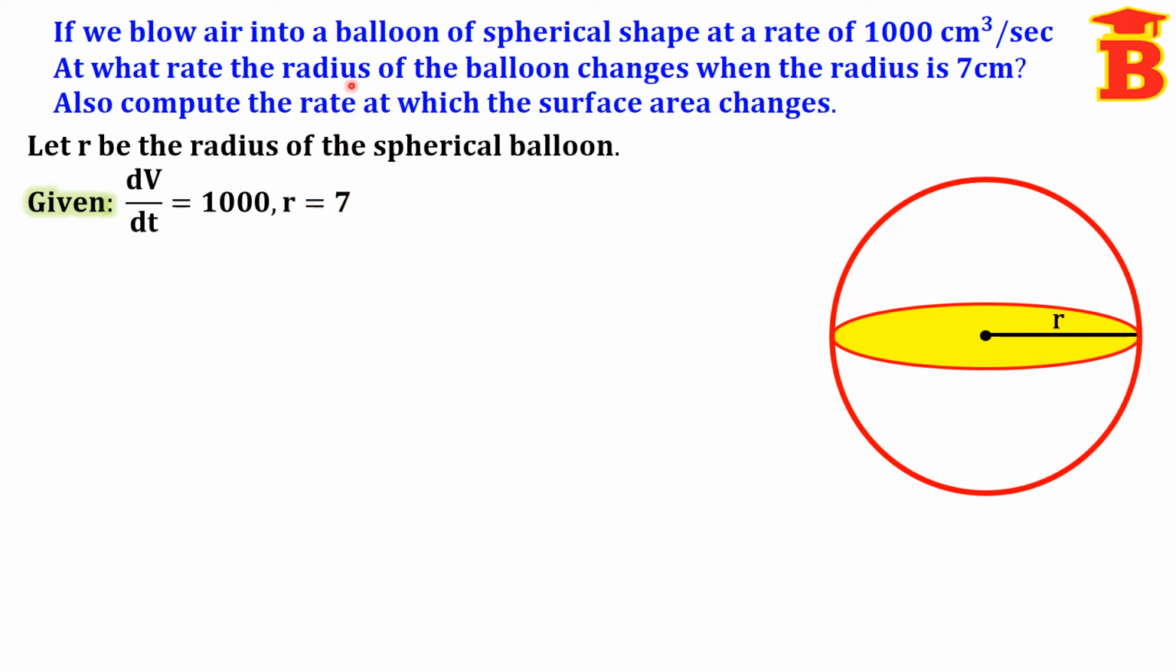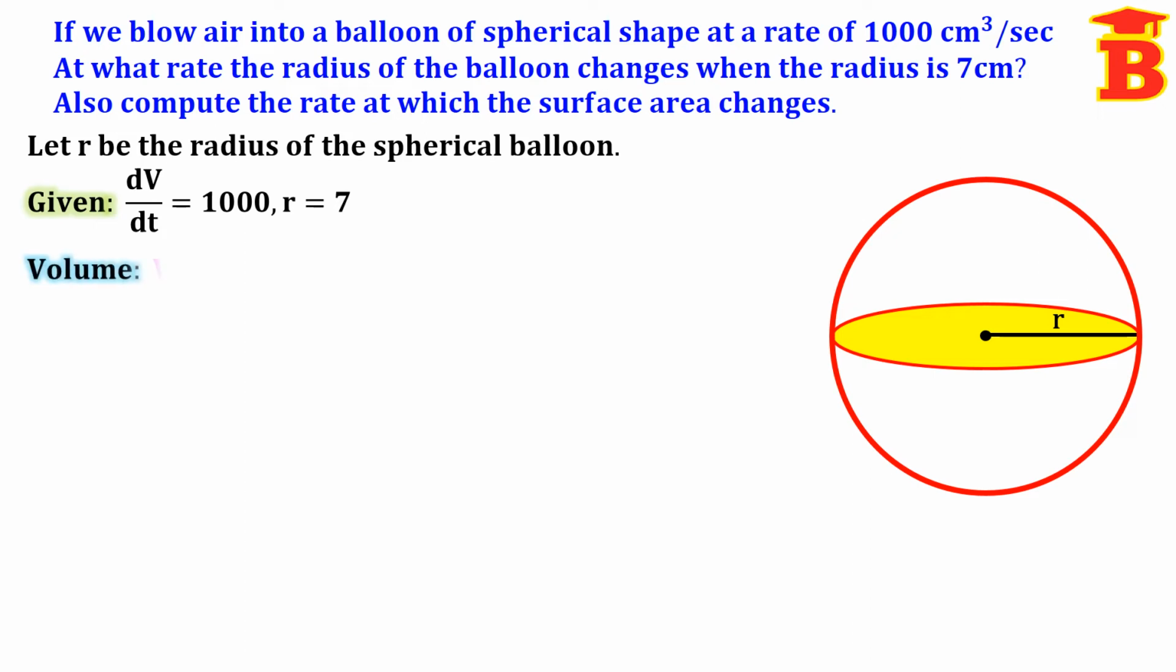Here there are two questions. First we have to find the rate of change of radius. Next we have to find the rate of change of surface area. So first let us find the rate of change of radius. Here in the given we have dV by dt, that is volume. So we have to write the volume formula.